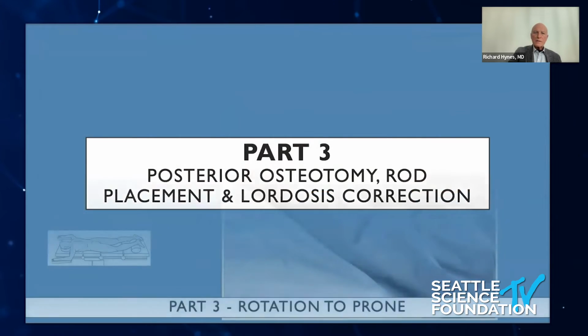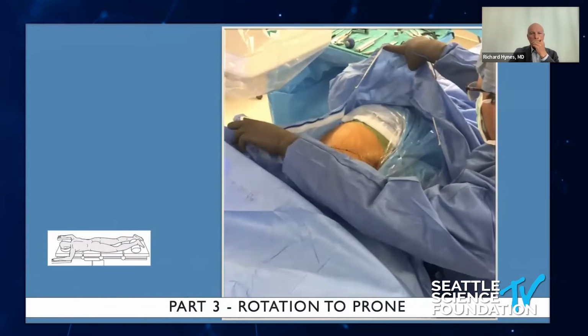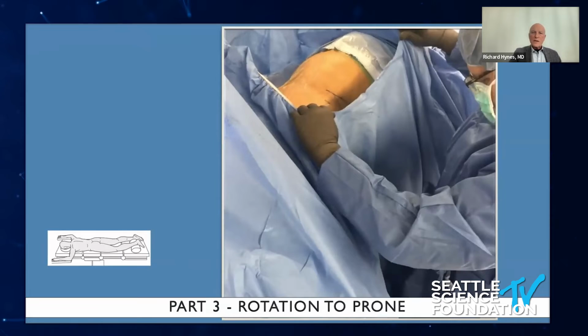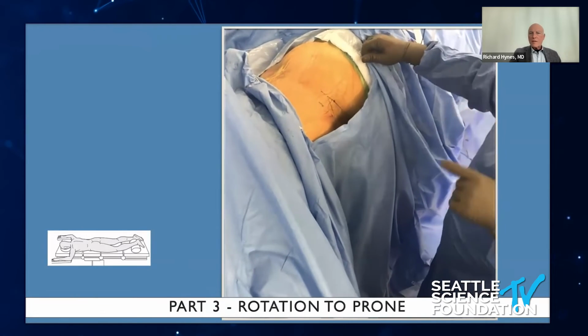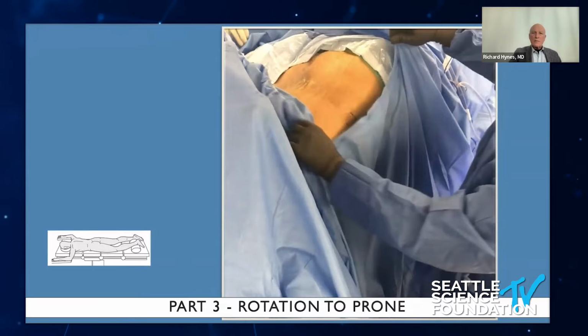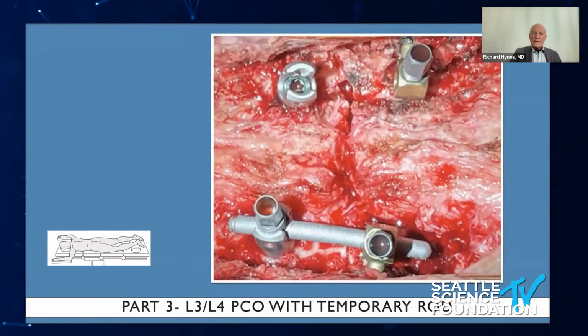So the last part, we go back and we rotate back. It takes about 10 seconds, and we go back to finish the operation. Now that we've released everything anteriorly, the screws are already placed posteriorly, and now we want to do a little more correction on the decompression. So here posteriorly, we've done a temporary rod. We put it in because we're going to do a PCO to get more correction and to add to the L3-4 level.